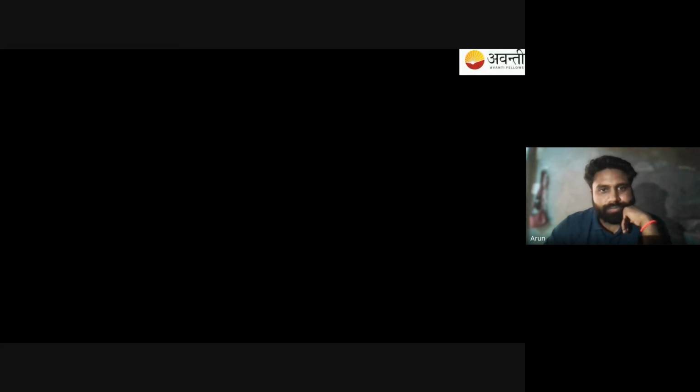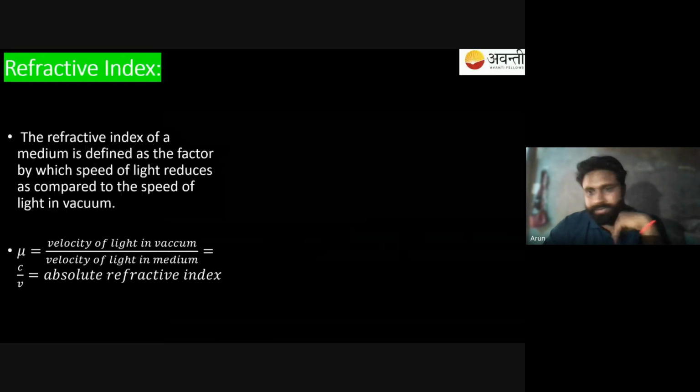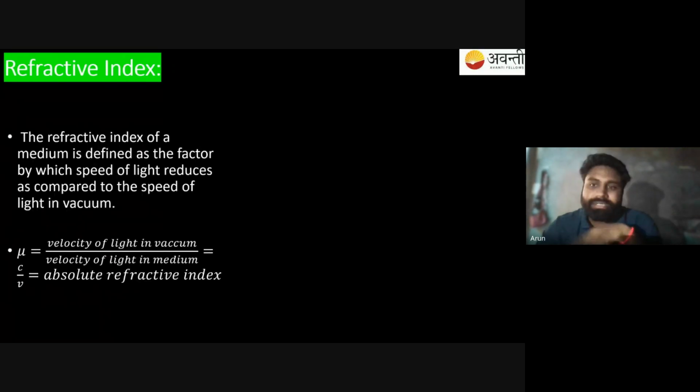Now moving on to the next slide. Refractive index we have talked about. Refractive index indicates the optical density of any medium, optical density for light. You can also remember this term as the optical friction for light. Light is coming into a medium and it changes its path. Why? Because the speed of light got changed.